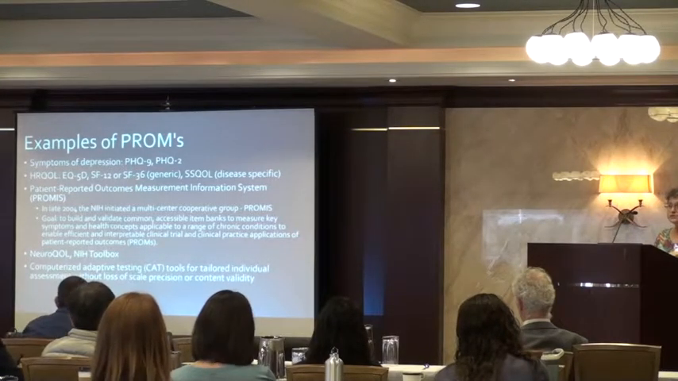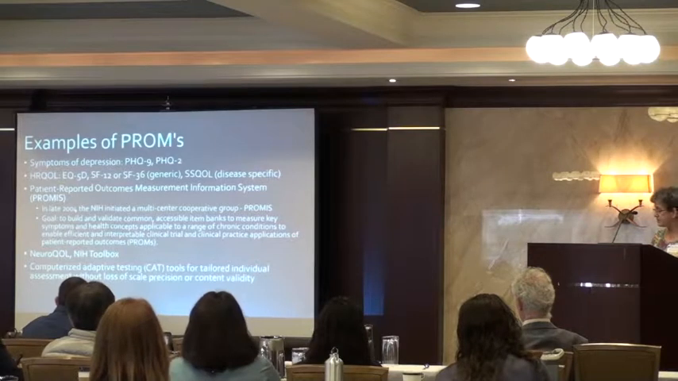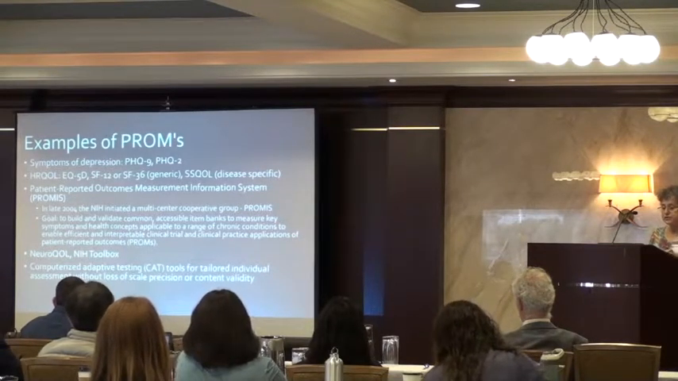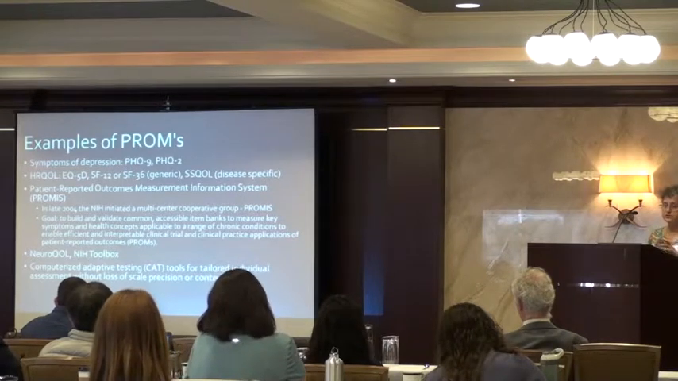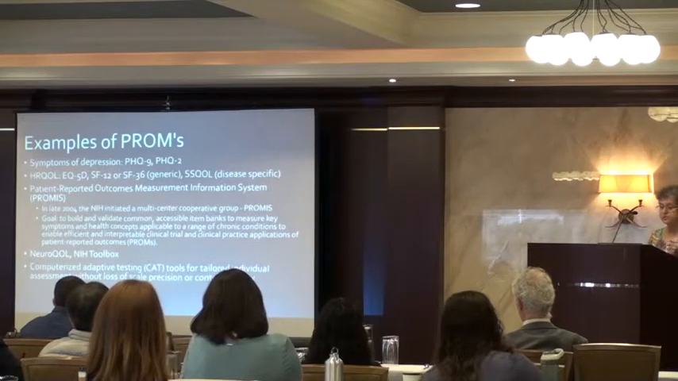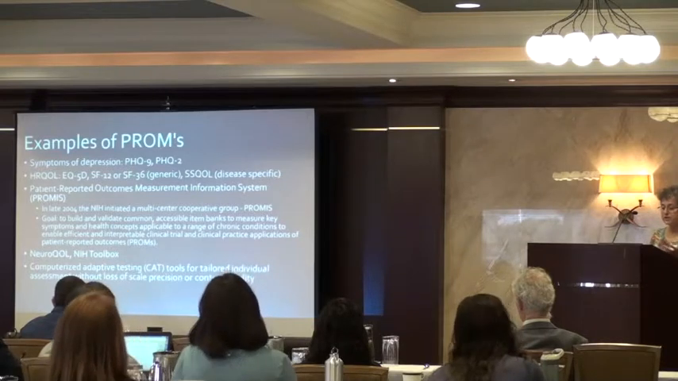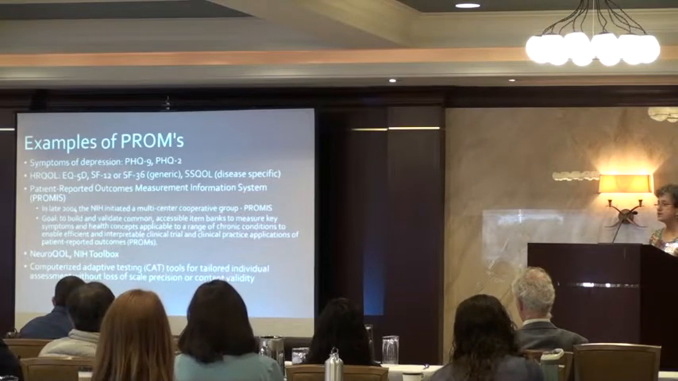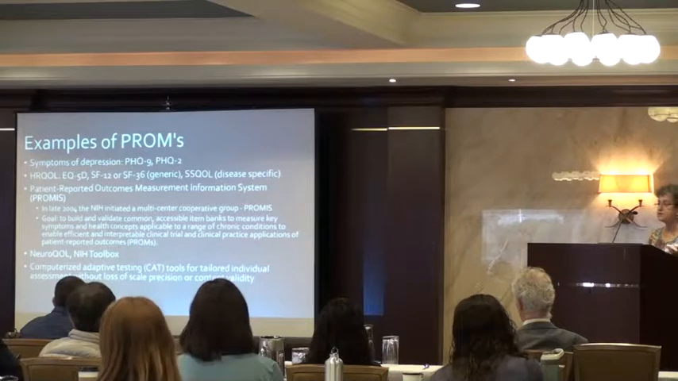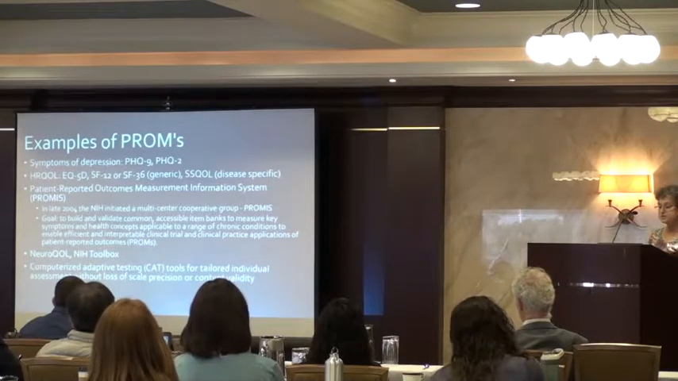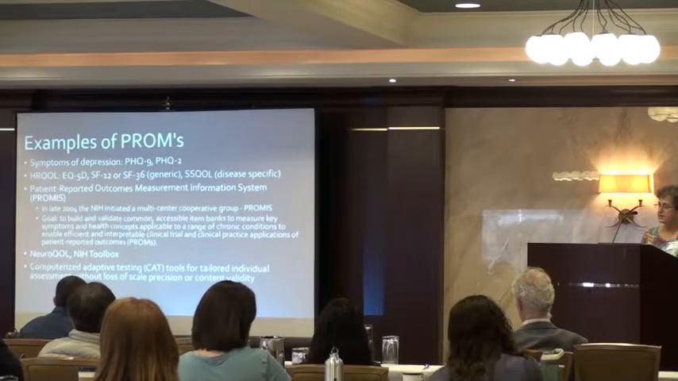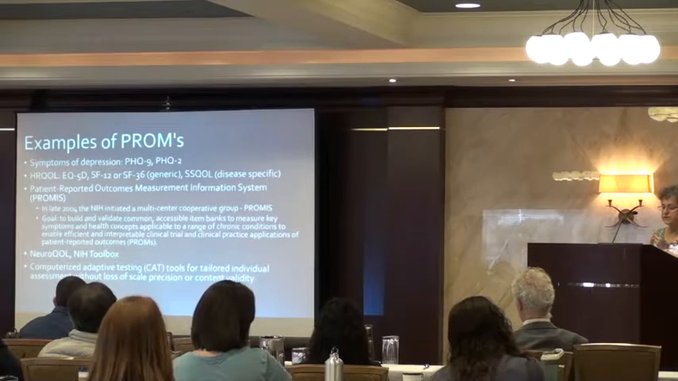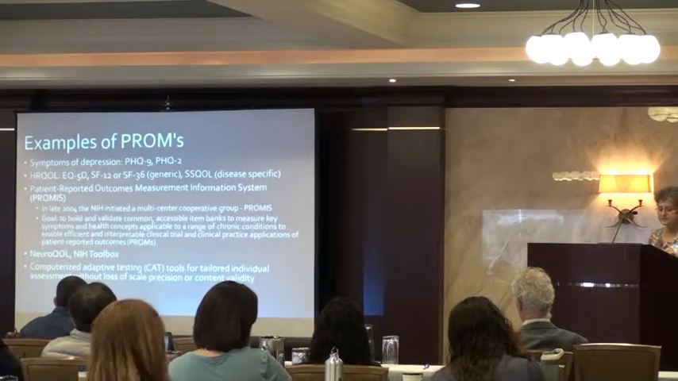So some examples of patient-reported outcome measures are for symptoms of depression, we have the PHQ-9, PHQ-2, which is a really truncated version, 2 questions as opposed to 9 questions. Health-related quality of life measures, there's some generic ones that you may be familiar with. There are also some disease-specific ones, so the stroke-specific quality of life measures is listed here. There's also the myotonic dystrophy health index. There are several of these that have now been developed.